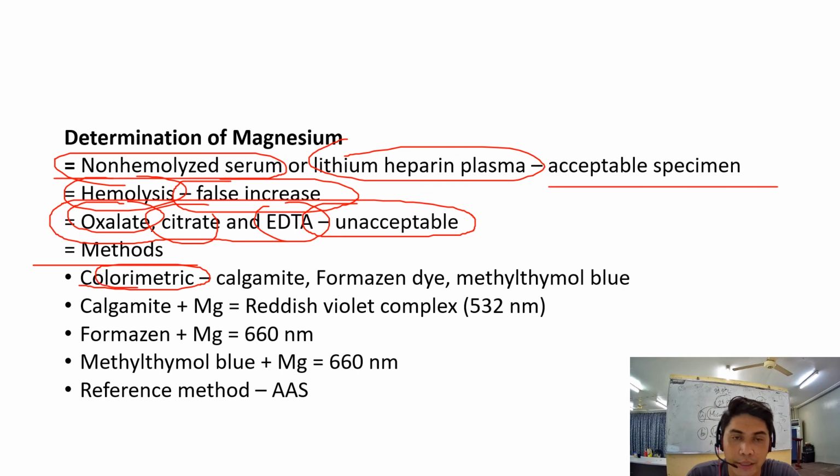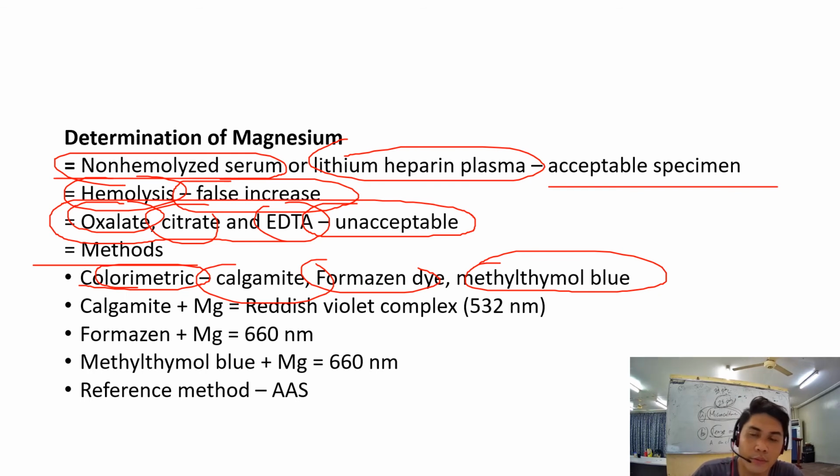For the methods, first you can perform colorimetric methods, using calmagite, formazan dye, and methyl thymol blue. It's just an example. These methods are usually dye binding methods, meaning you add the magnesium present in your serum plus the reagent, and it will develop a color. For example, if you're using calmagite plus magnesium, the result will be a reddish violet color complex. You read that at 532 nanometers, then you have the concentration of magnesium. The intensity of the color is directly proportional to the concentration of magnesium.